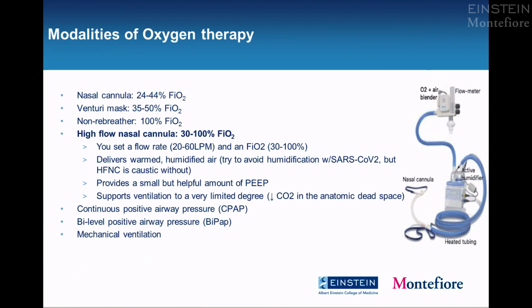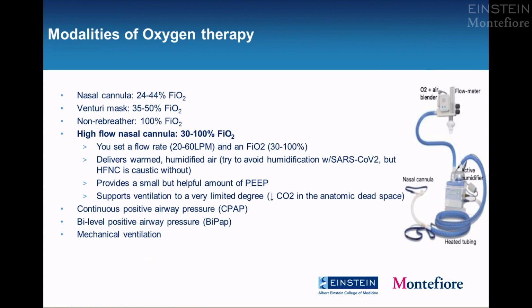There are different approaches to how to manage these patients about whether they should wear a mask with high flow on or not. If they're tolerating it, I would say a surgical mask on top of the high flow is not a bad idea. Advantages of high flow and the reasons we like it, it provides a very small but helpful amount of PEEP and expiratory pressure. So it's helping to recruit lung segments that may not otherwise be open. And it also, believe it or not, supports ventilation, but to a very limited degree.